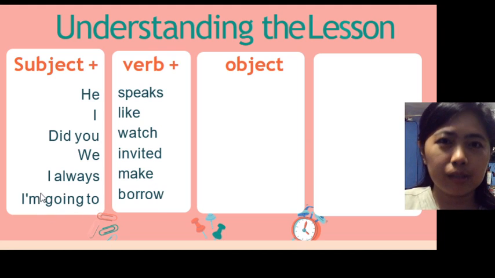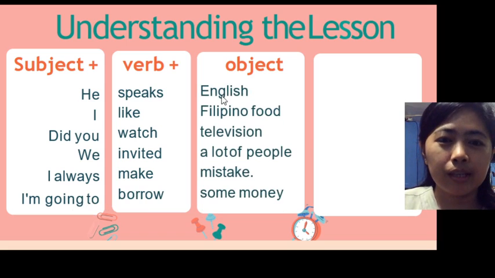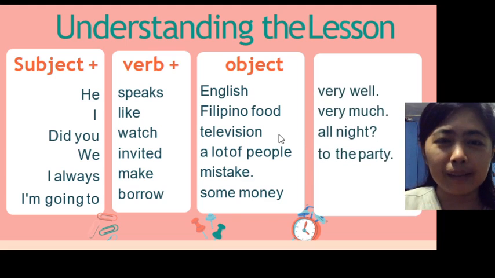So maybe you are confused. This is just a modal verb or a linking verb. This is the main verb here. And next to that we have the object. So here, we can connect them to have a complete sentence.